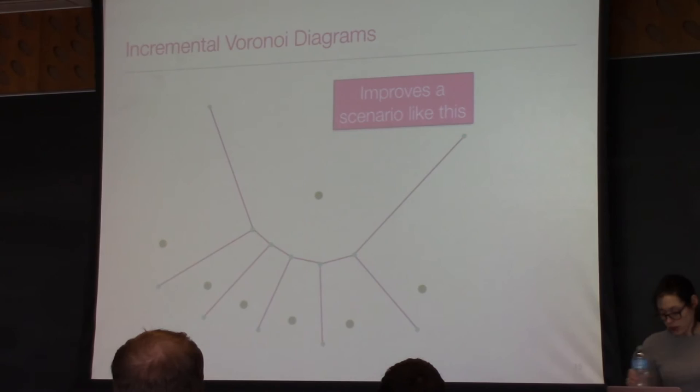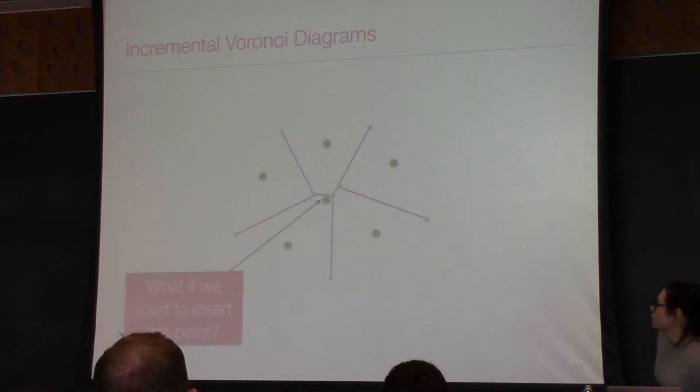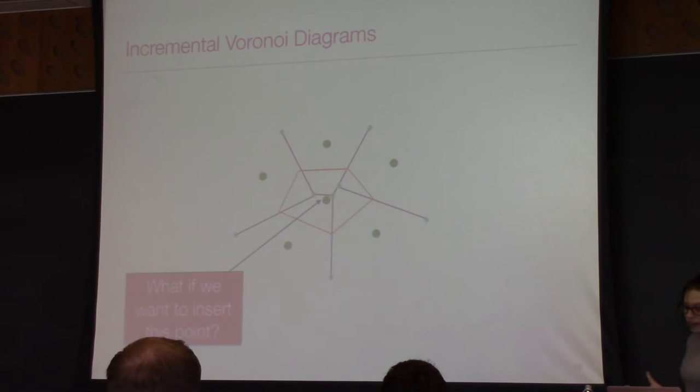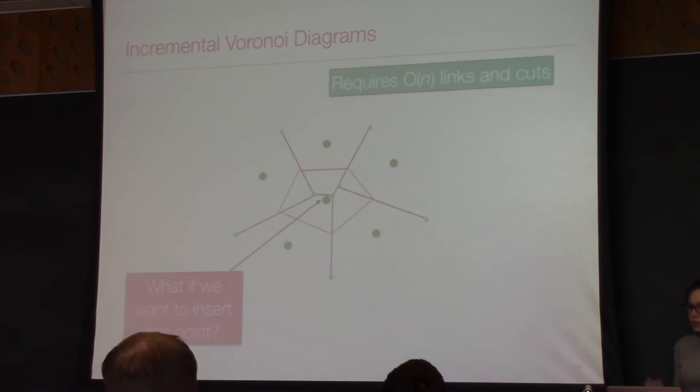So it definitely improves this scenario that we had before, because like we established, the vertices are just being translated. There's really no edges being added or deleted, or there are very few. But in the worst case, let's say we have something like this and we want to add the center point. Then there's really no way to get around the fact that we have to add all of these edges and also delete basically the subtree in the middle. And that's going to possibly require a linear number of links and cuts, and we are concerned about worst-case behavior.